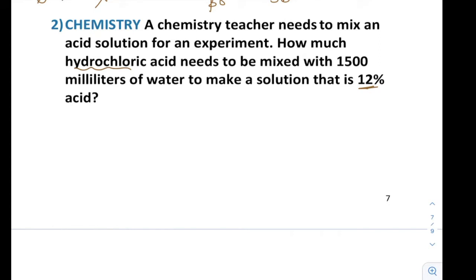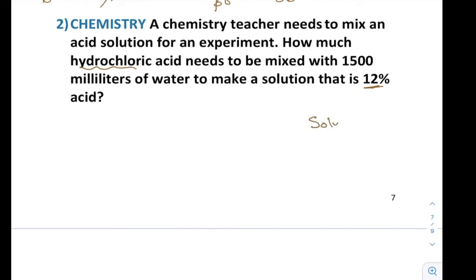We have here a solution of acid, so solution. The solution is including what and what? A solution is usually made of the acid itself plus the water to make a solution. This is the summary of what we have in general for any solution.